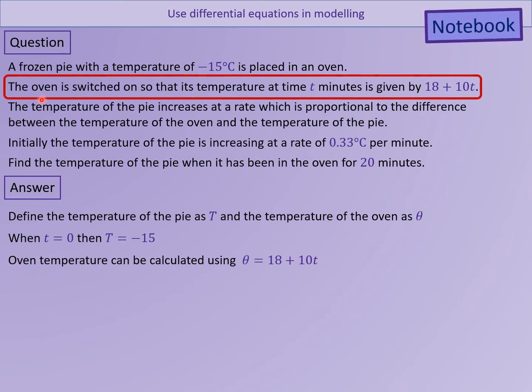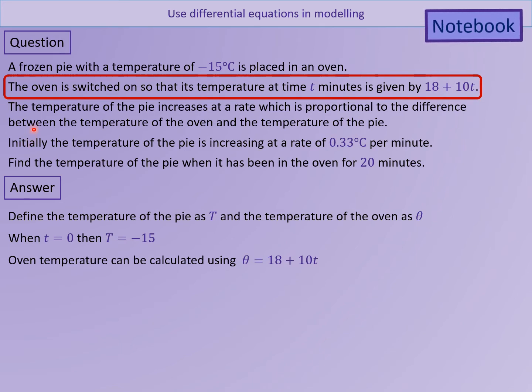Looking for words like change, or increases at a rate, anything like those sorts of words means that you're talking about changing it to d theta over dt. But it's not mentioned in there, so it's literally just writing theta equals 18 plus 10t. Right, so now we've got that part done.